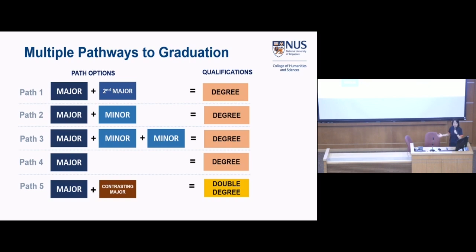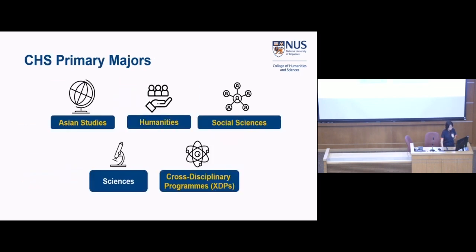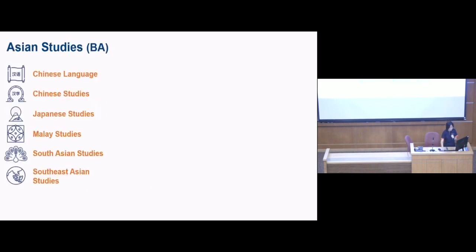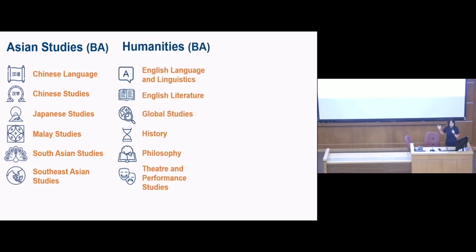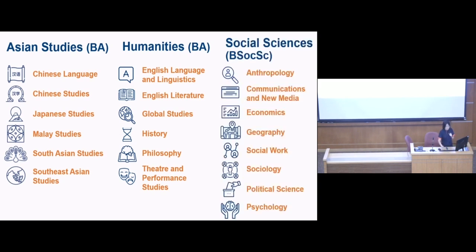So I've talked about these majors, second majors. So what does FASS offer? Now, within CHS, we offer these 5 broad disciplines, and the yellow highlights, Asian Studies division, Humanities division, these yellow highlights are what is offered by FASS. Okay, that's what I will be focusing on. So Asian Studies, we have these 6 majors, from Chinese language to Southeast Asian Studies. And then Humanities has another 6 majors here, English literature, philosophy. And then social science, we have 8 majors, anthropology, geography, psychology, okay?